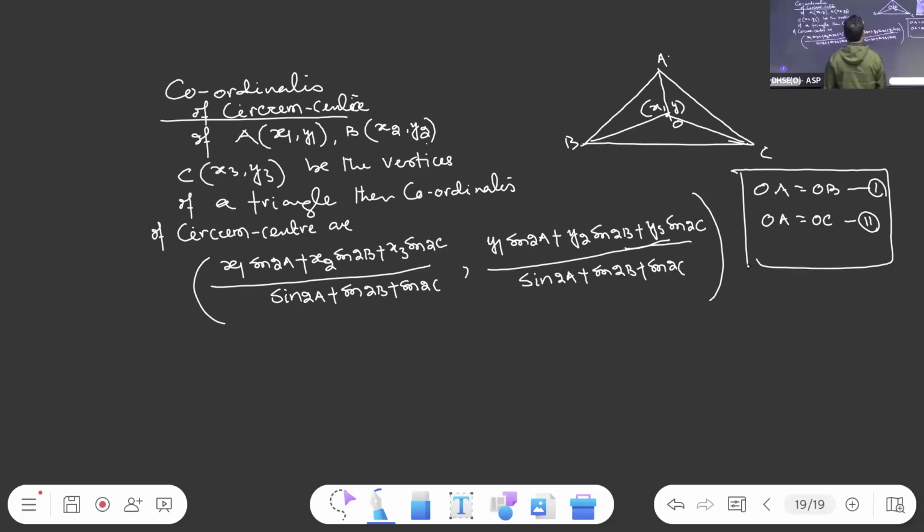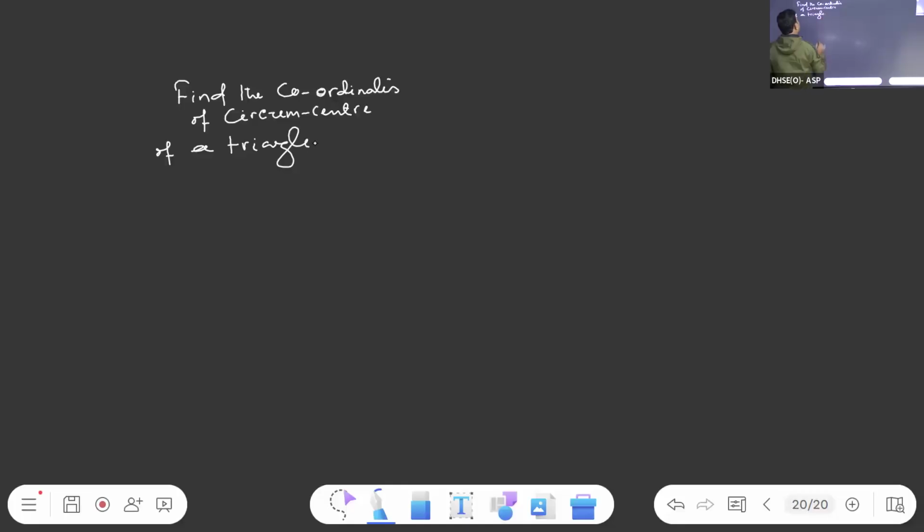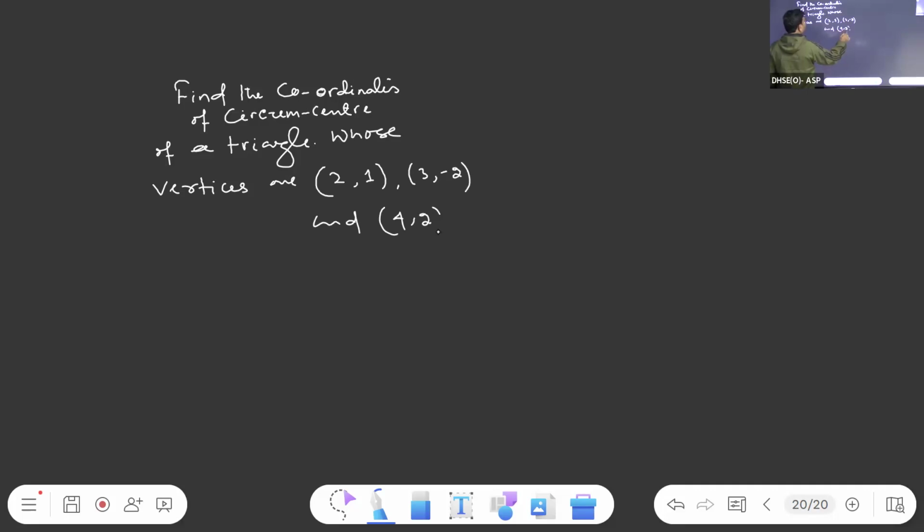Write down a question. Find the coordinates of the circumcenter of a triangle whose vertices are (2, 1), (3, -2), and (4, 2). Okay, this is the question. Try to solve it.